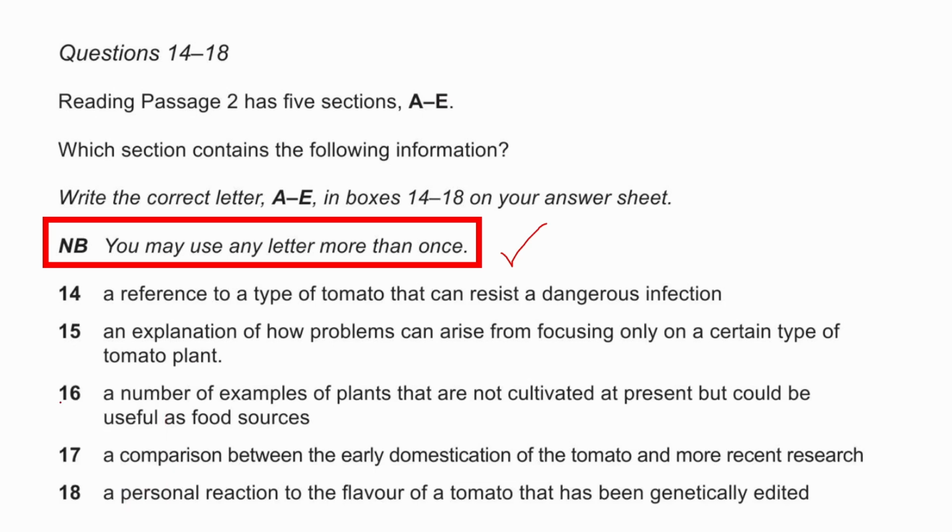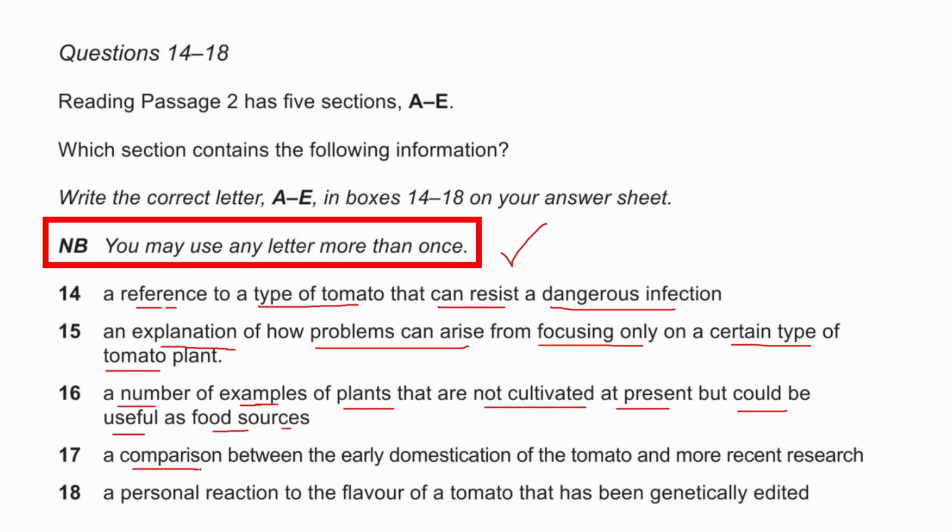Question 14, a reference, type of tomato, can resist, dangerous infection. 15, explanation, problems can arise, focusing one certain type, and tomato. 16, a number of examples, plants, not cultivated, at present, could be useful, and food sources. 17, a comparison, early domestication, tomato, recent research. 18, a person reaction, flavor, tomato, genetically edited.